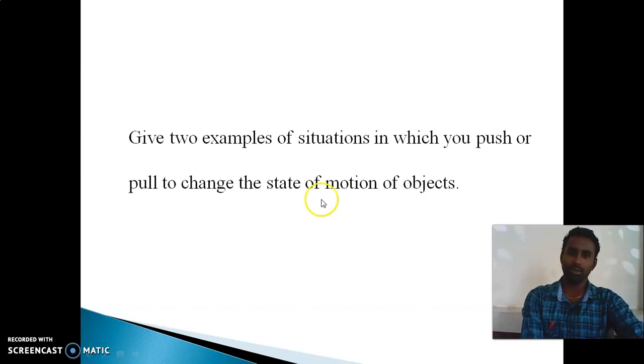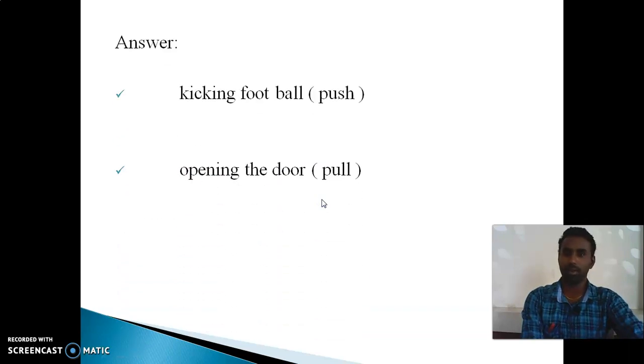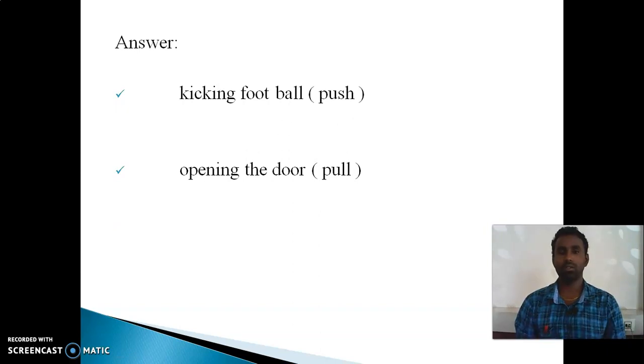Okay, here I will give them. Answer first one, kicking a football. If you place a football on the ground, while kicking you apply a force which is called push. That time we mention it as push. While going to the ATM to take money, you have to push the door. Sometimes you have to push the door, and sometimes you have to pull the door, right? That is opening or closing the door, also an example of pull of an object. It will change its position, right? It will change its state, right?